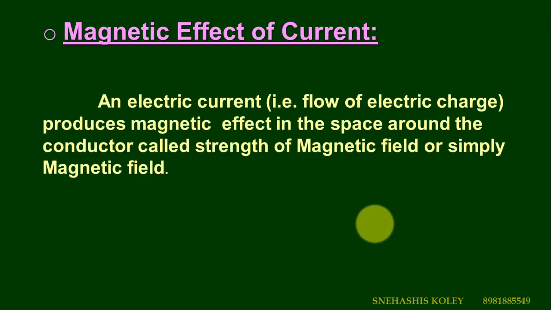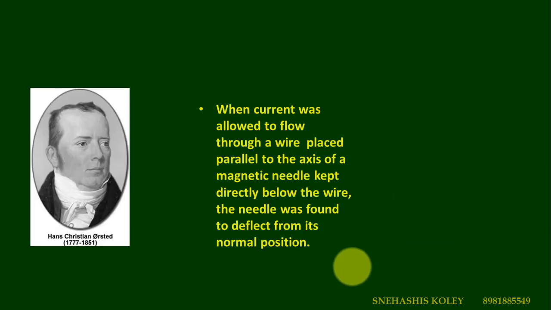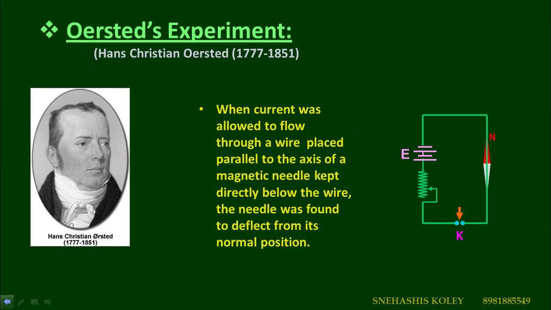When an electric current is passed through a current carrying conductor, a magnetic field is induced around it, and this magnetic field will produce a magnetic effect on the current carrying conductor. Hans Ørsted in 1820 did an experiment, and he observed that when an electrical current is passed through a conducting wire, a magnetic field is produced around it.